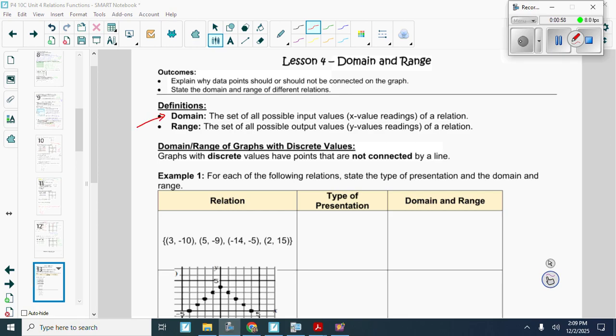The domain is always going to be your X values, your horizontal. Remember I told you, picture that you're the king or queen of your kingdom and you look out the window over your domain. It's the horizontal part.